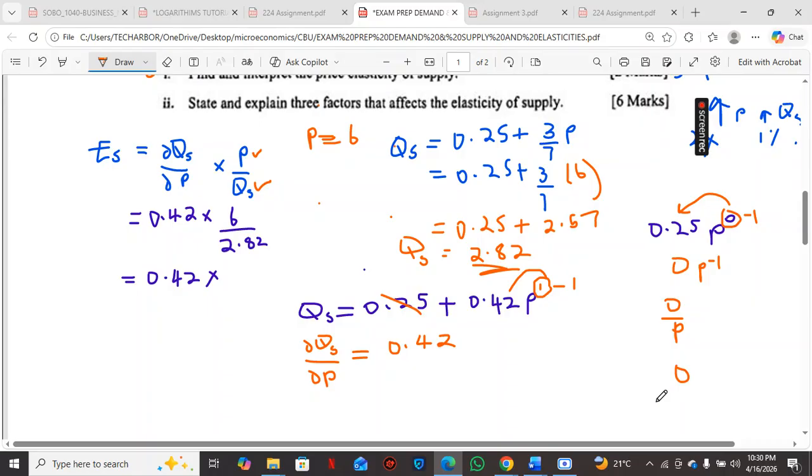If you substitute p equals 6 into the equation, 0.25 plus 0.42p, you should get the same, because 0.42 is the same as 3 over 7. There might be a minor difference in the decimal points because I've just written two decimal places, but if you place 6 here, you're supposed to get 2.82 something.